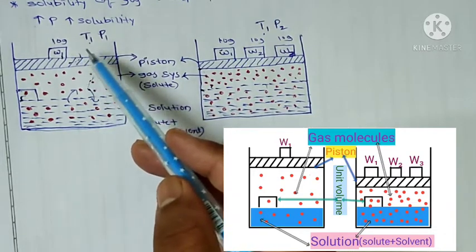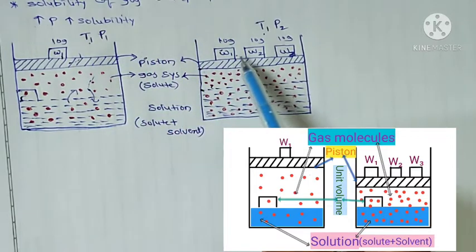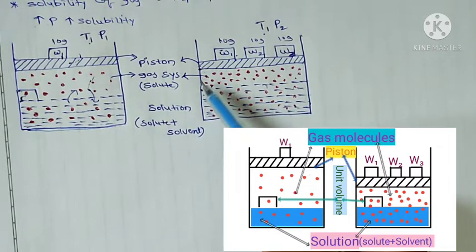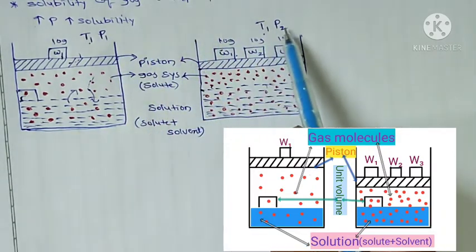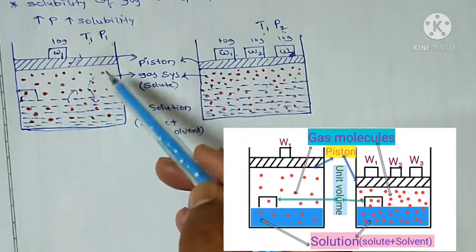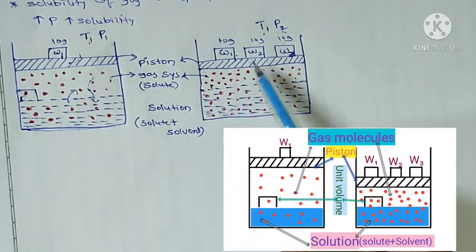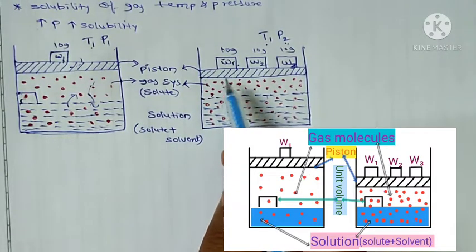Then I increase the weight on that piston, so the piston comes down, meaning the volume decreases. If the volume decreases, automatically the pressure increases. So the changed pressure is P2. In the first stage we have less pressure, and in the second stage we have more pressure. So the pressure has been increased.